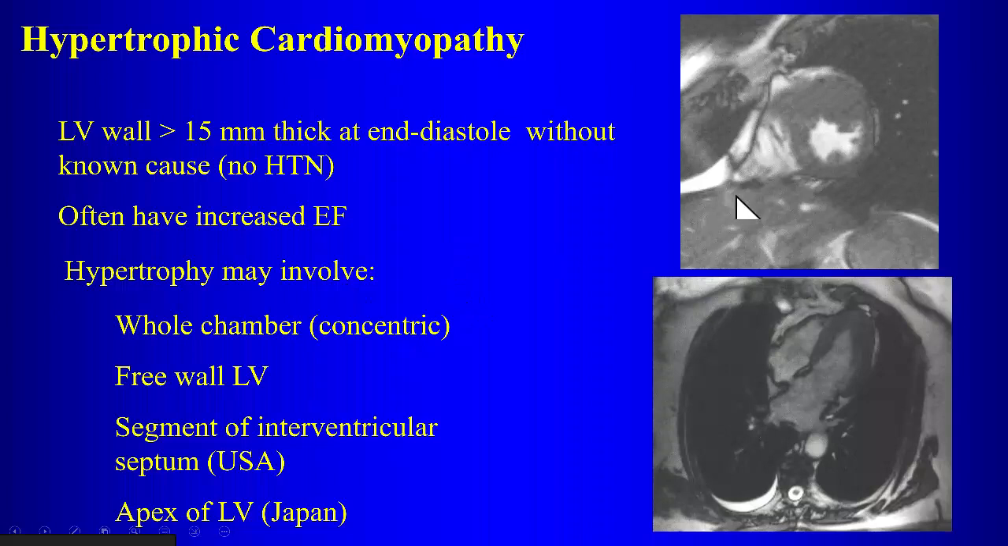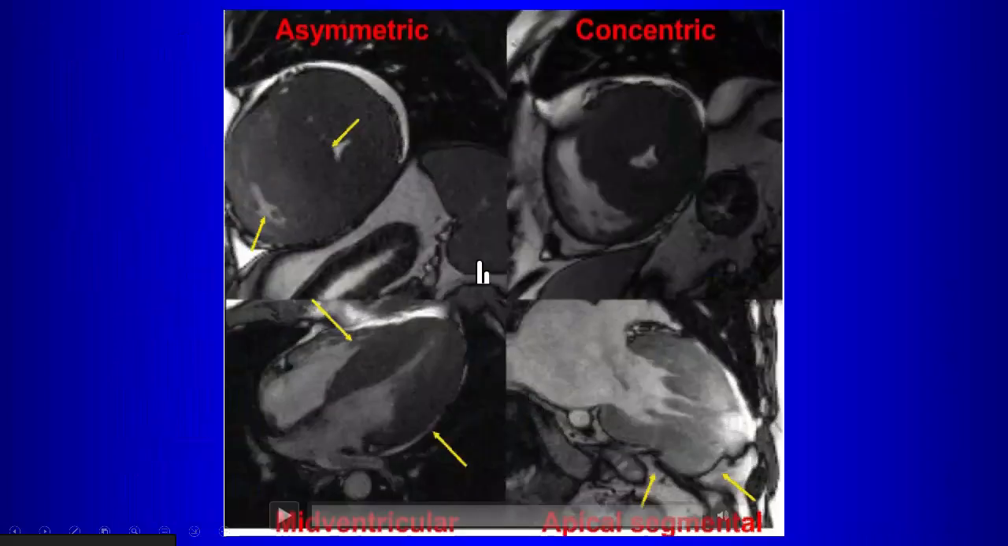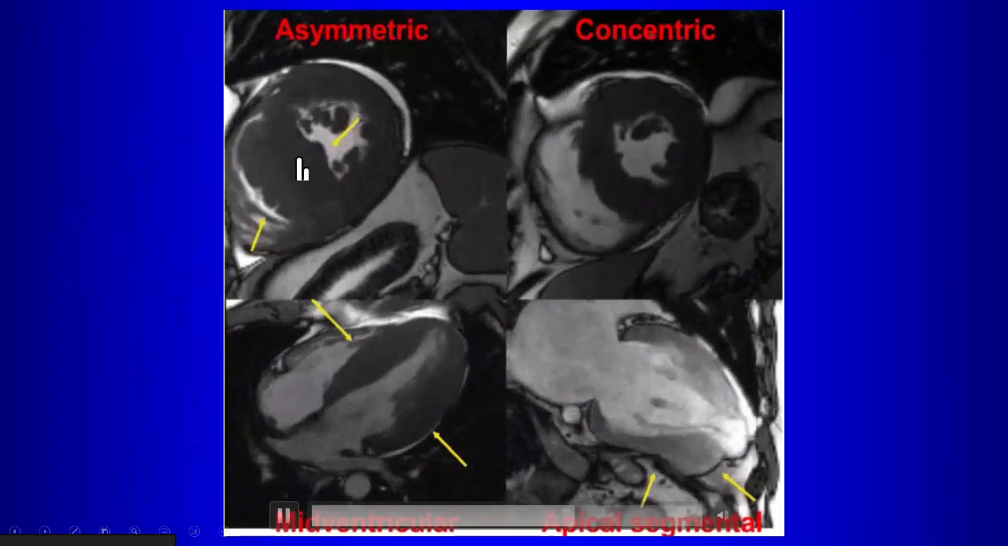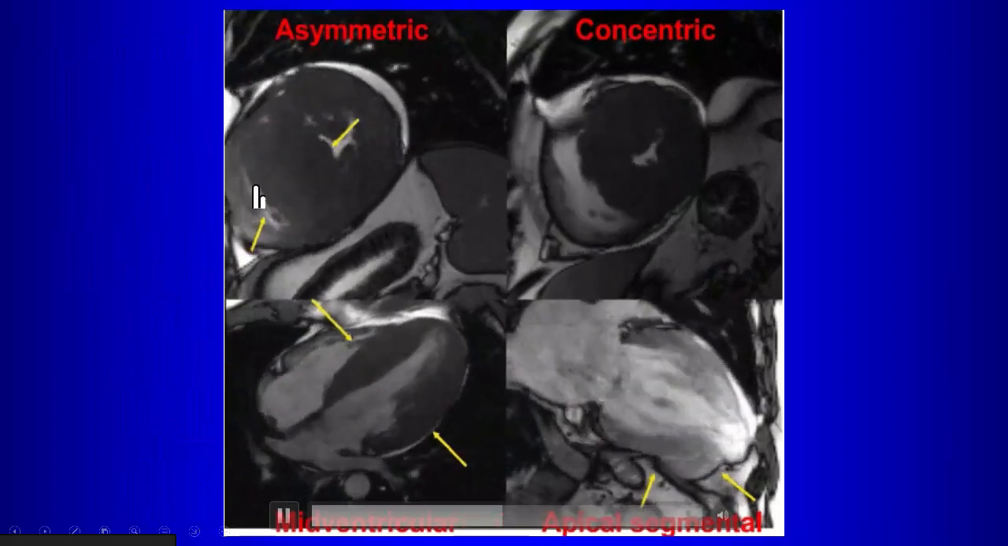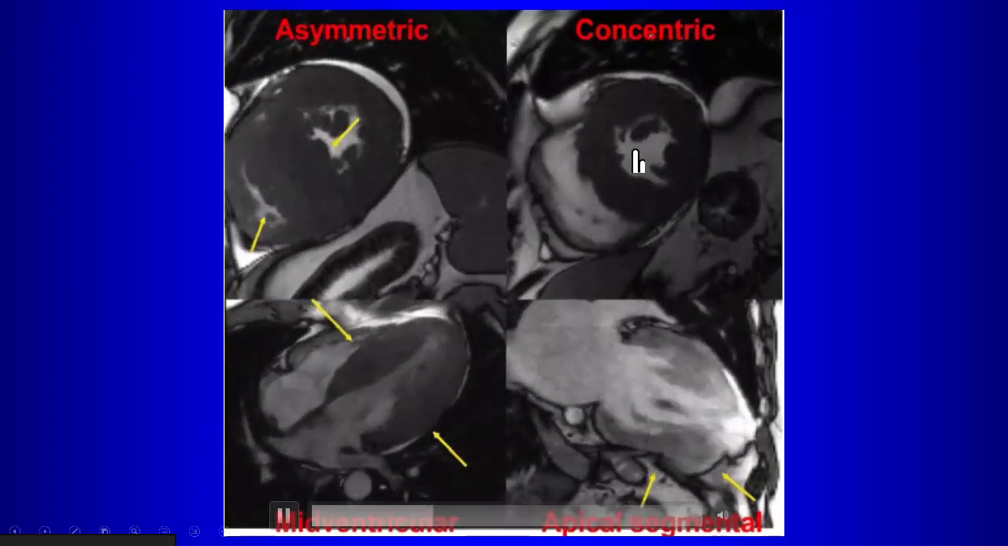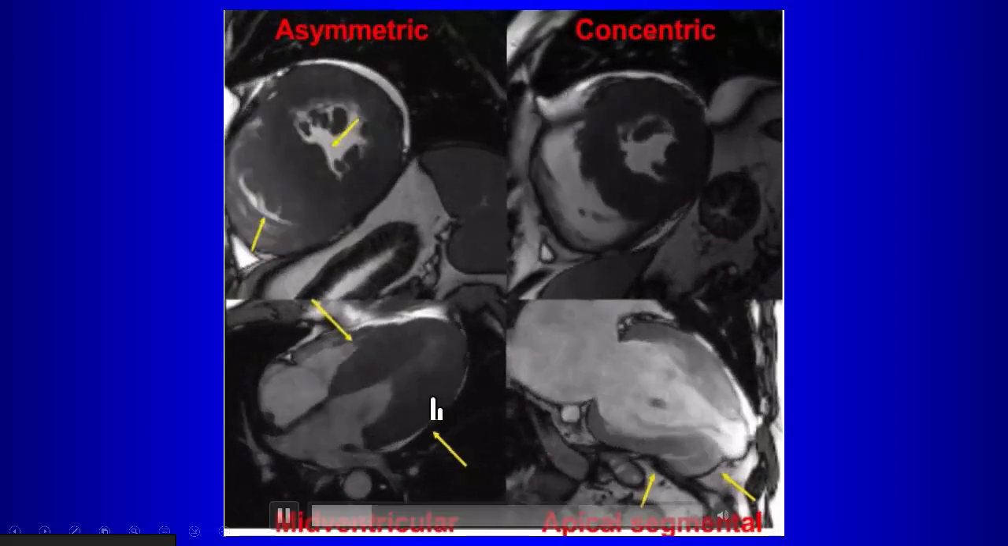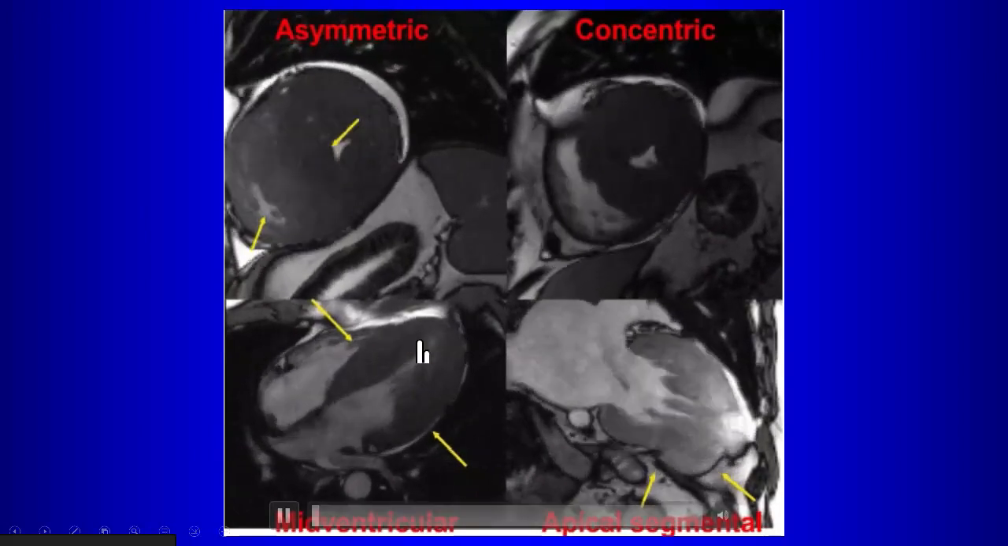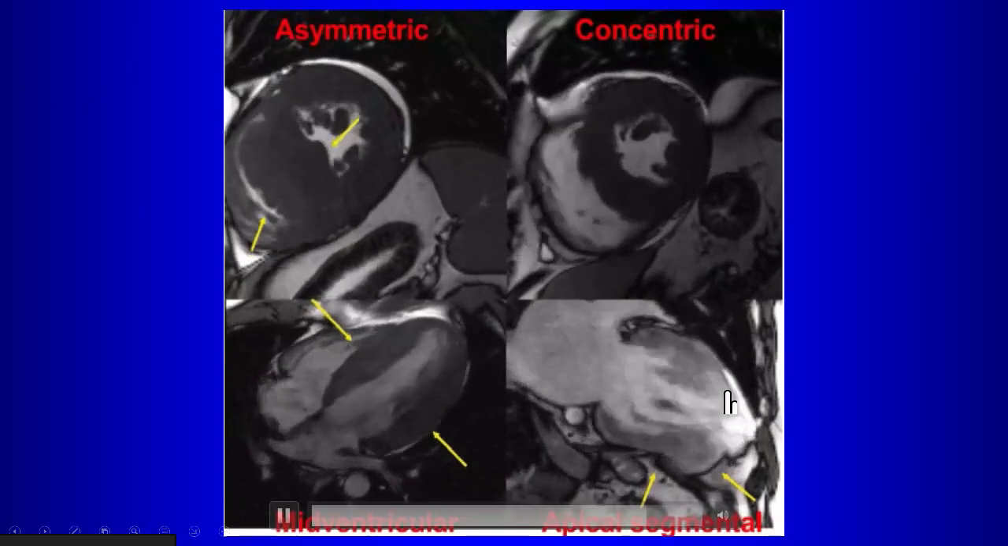The hypertrophy can involve the whole chamber, in which case it's concentric, can involve the free wall of the left ventricle or a segment of the interventricular septum, which is usually the typical form that we see here in the United States. It may involve the apex of the left ventricle, which is more typically the form that is seen in Japan. Okay, so these are the different forms. So here you have asymmetric hypertrophy along the interventricular septum. Here we have concentric hypertrophy. Here there's midventricular hypertrophy, okay, in this case. And then here there's apical hypertrophy.